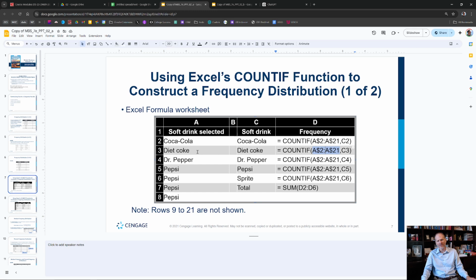So it's looking through that list for Diet Coke, and it's counting if Diet Coke is in this list, and it's getting the Diet Coke from right there. So it does all those, and it counts them up, and then it sums it. But that's just a little insight into how a spreadsheet would work.